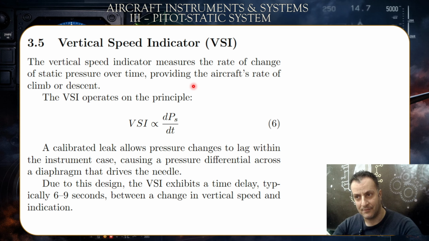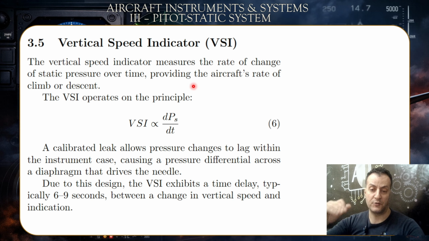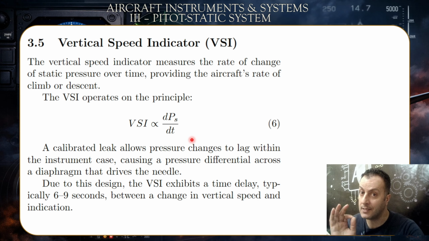So the VSI operates on the principle that the VSI value is proportional to the derivative, or the rate of change, of the static pressure in respect of time. So it's delta PS divided by delta T, or P final minus P initial, divided by T final minus T initial. It can also be looked at as the derivative of the pressure in respect of time, or in other words, less technically, the speed of change of pressure in respect of time, the static pressure mainly.